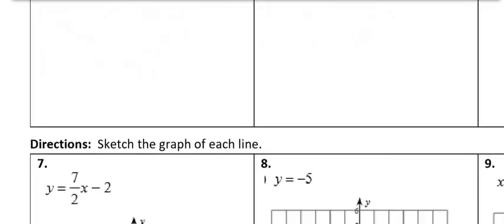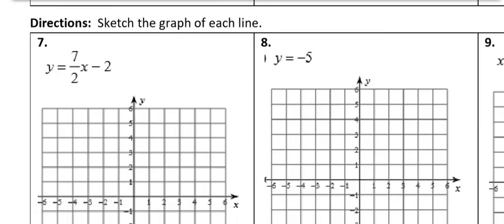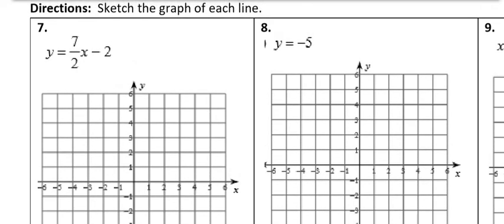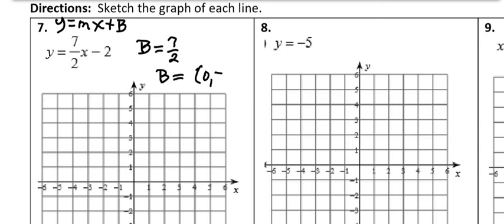Now, go to the next one. This one you're going to sketch the graph of the line. So when I look at this one right here, I see that I have y equals mx plus b. This is already in slope-intercept form. So our slope right here is 7 over 2. And my y-intercept is at 0, -2. Now I need to correct this, and that should be, my slope is 7 over 2.